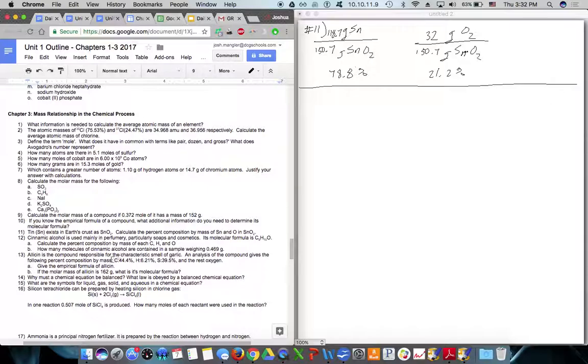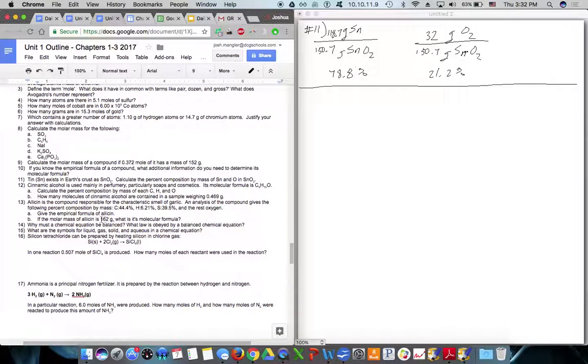Allicin is the compound responsible for the characteristic smell of garlic. Analysis gives you this percentage and the rest oxygen. Calculate the empirical formula. Calculate the molar mass. Or given the molar mass, calculate its molecular formula. So we've kind of already practiced this earlier, but let's go ahead and go through this entire problem.